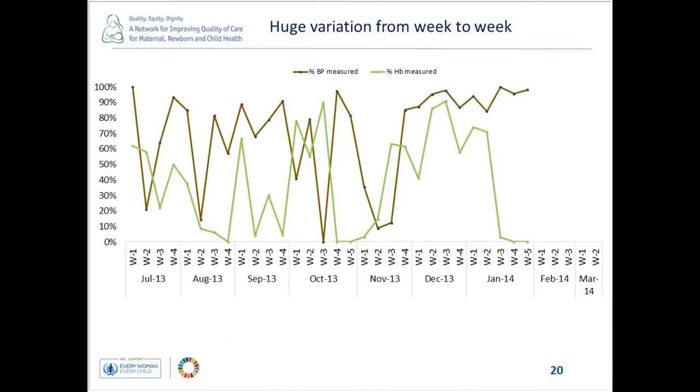And so if you look at the third week in October, no woman had her blood pressure measured. Almost every woman had her hemoglobin measured. The following week, no woman had her hemoglobin measured. Every woman had her blood pressure measured.